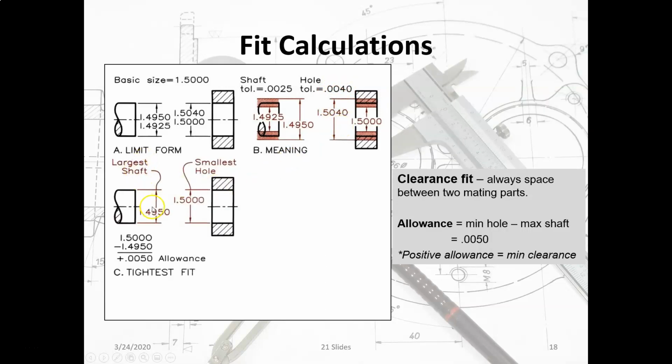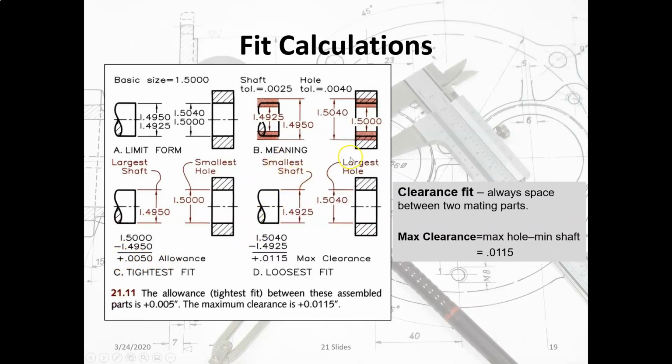If we look at the largest shaft and the smallest hole, that's going to give us the tightest fit. And just looking at allowance, that's going to be an allowance of 0.0050, a positive value, so that means we have clearance. And the smallest shaft and the largest hole is going to be the loosest fit, the maximum clearance, and that's going to be 1.4925 minus 1.5040, or 0.0115.